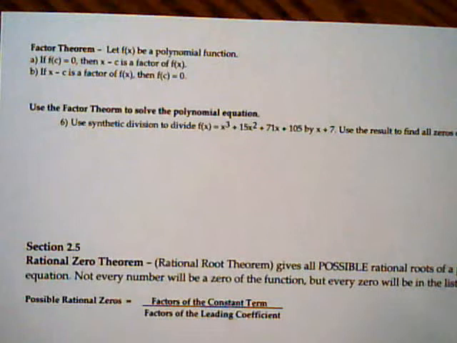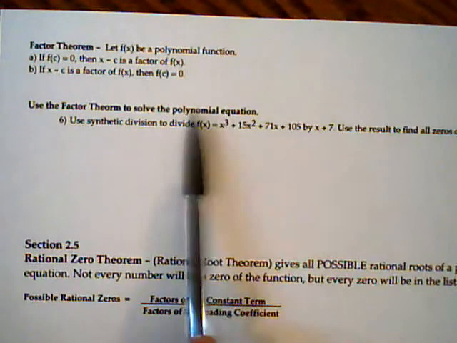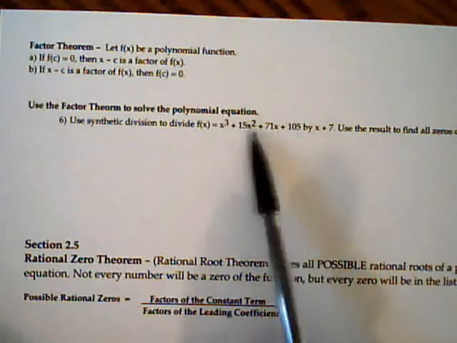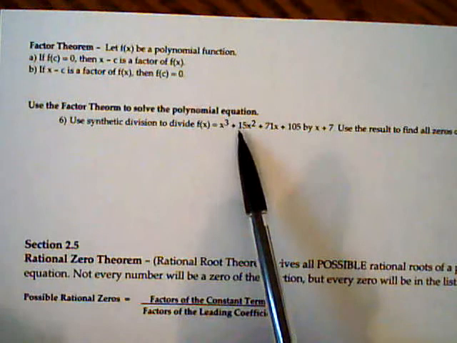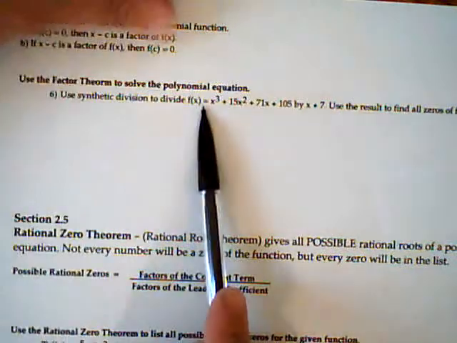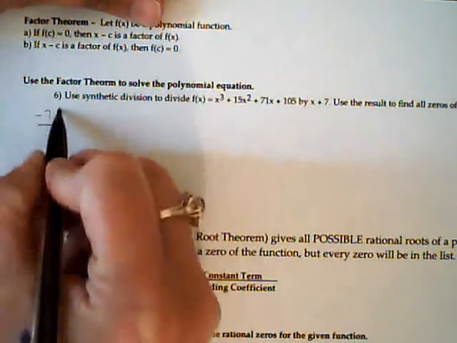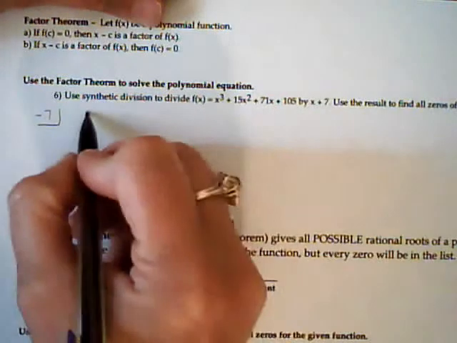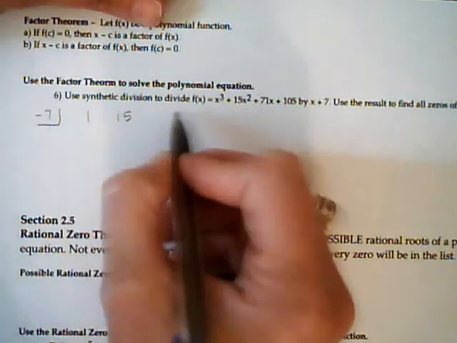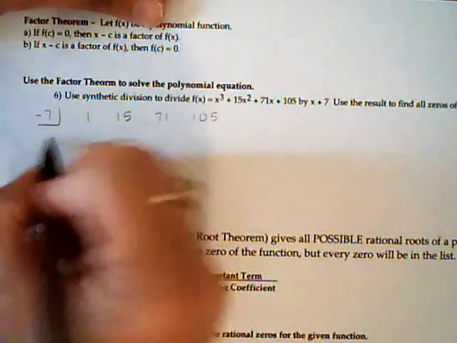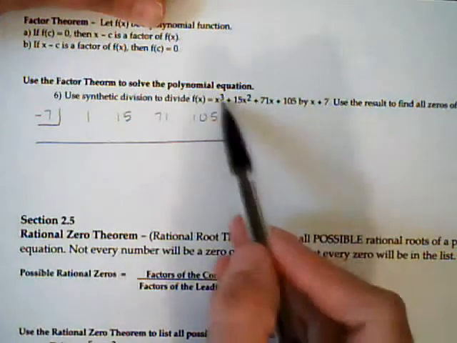Okay, so the problem says use the factor theorem to solve the polynomial equation. If I'm going to solve it, I want to find every value of x that would make the equation true, or every root or 0 of this function. So it says use synthetic division to divide. We're going to divide by x plus 7. So that means I would have -7, and list my coefficients, which would be 1, 15, 71, and 105. There's nothing that's been skipped.